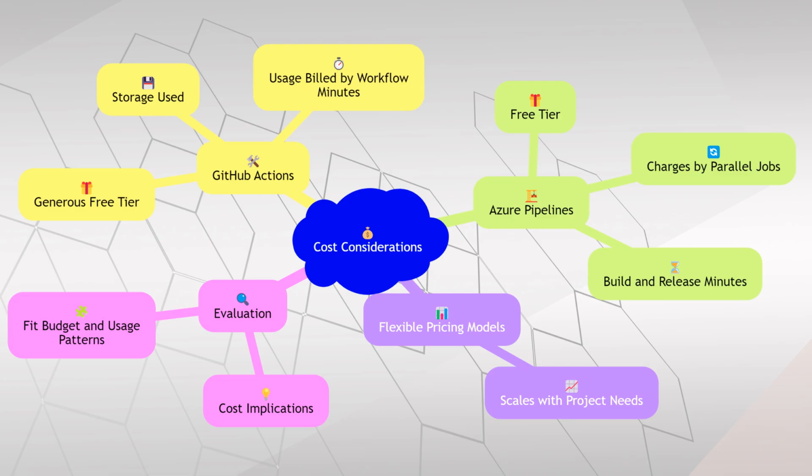Cost is an important factor when selecting a deployment automation solution. GitHub Actions offers a generous free tier with additional usage billed based on the number of workflow minutes and storage used. Azure Pipelines also provides a free tier with additional charges based on the number of parallel jobs and the amount of build and release minutes consumed. Both tools offer flexible pricing models that can scale with your project's needs. It's important to evaluate the cost implications of each tool and choose the one that fits your budget and usage patterns.